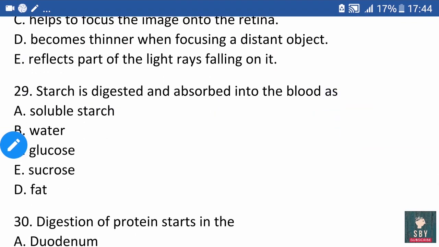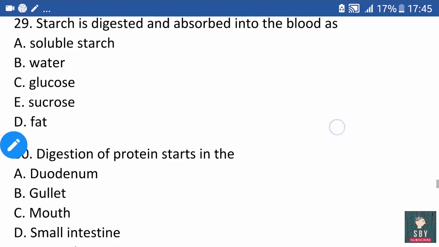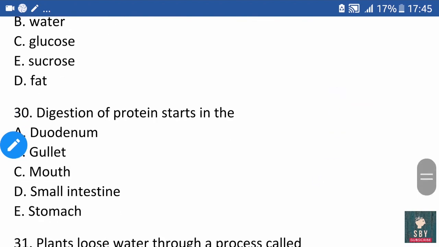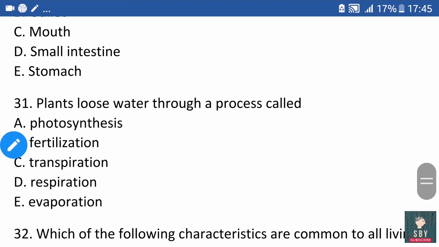Question 29. Starch is digested and absorbed into the blood as glucose. Glucose is the simplest form of carbohydrate. Digestion of protein starts in the stomach. So the answer is E. Plants lose water through a process called transpiration.